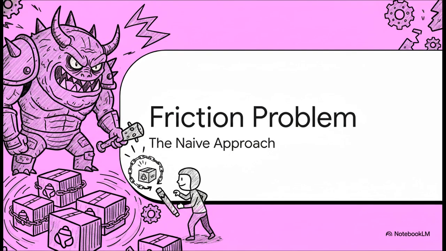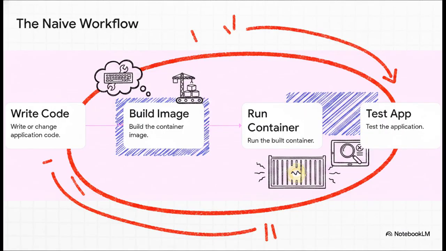Section 1, the container friction problem. You know, every great game starts with a boss you just can't beat yet, right? For us, that boss is this naive approach. It's a 4-step trap. Step 1, you write or change your code. Step 2, you build the container image, which, let's face it, always takes too long. Step 3, you run the container. And step 4, you finally get to test the app. Repeating these 4 steps over and over for every single feature or bug fix, that is exactly what kills our productivity and completely drains our momentum.